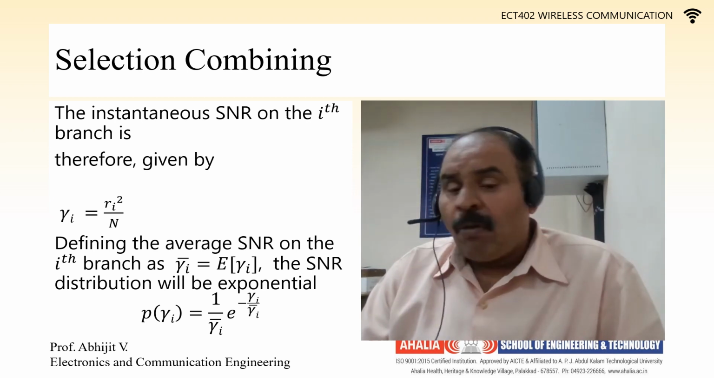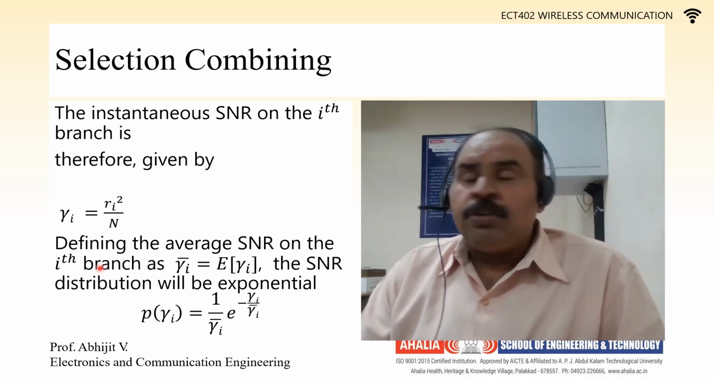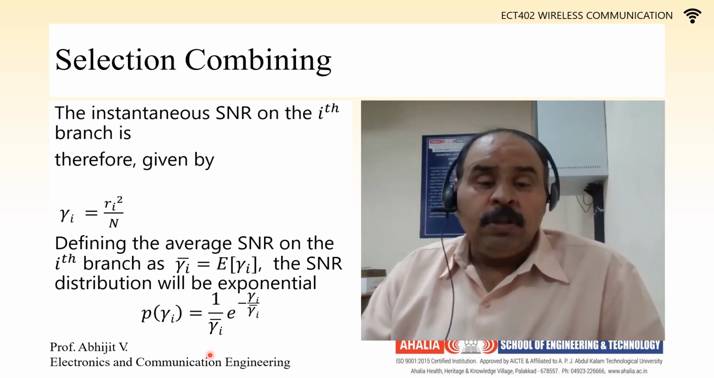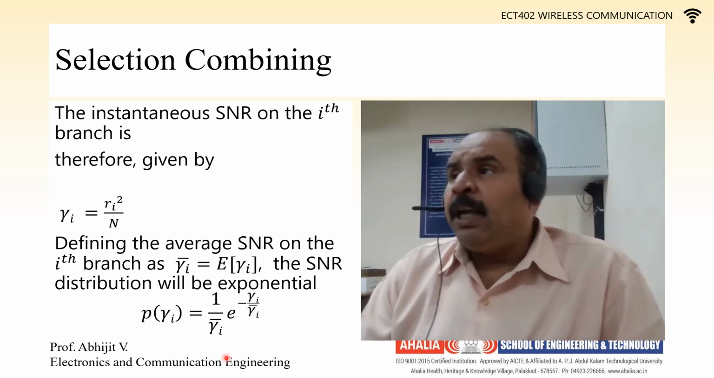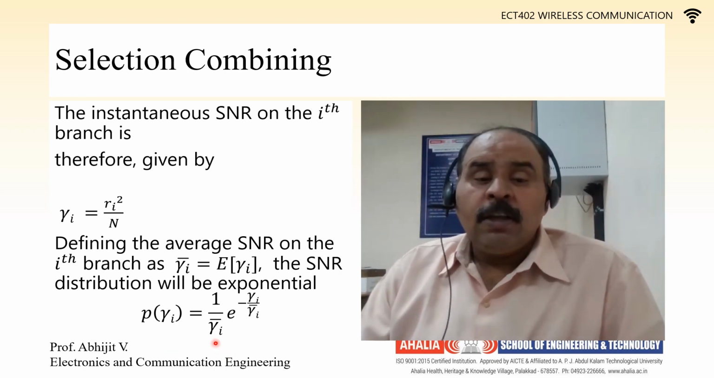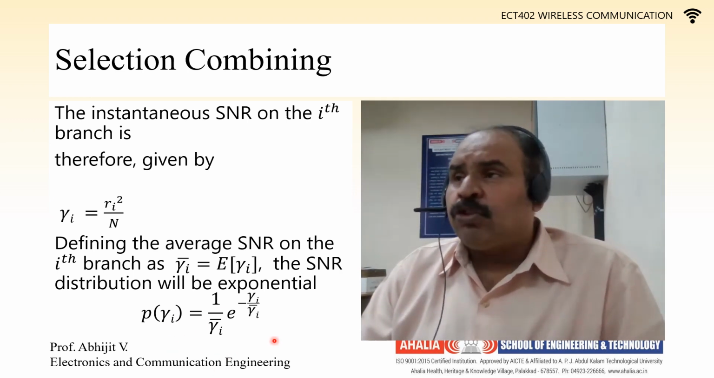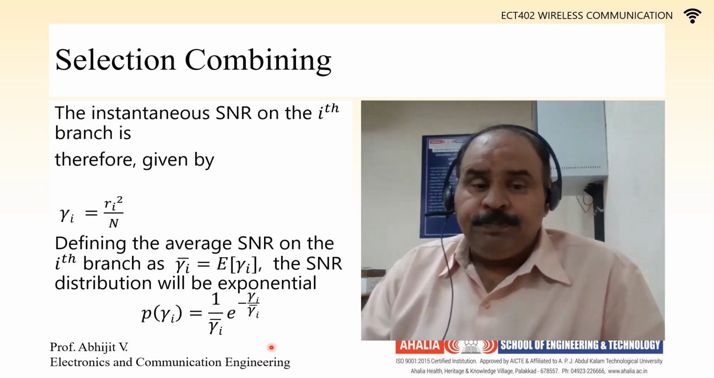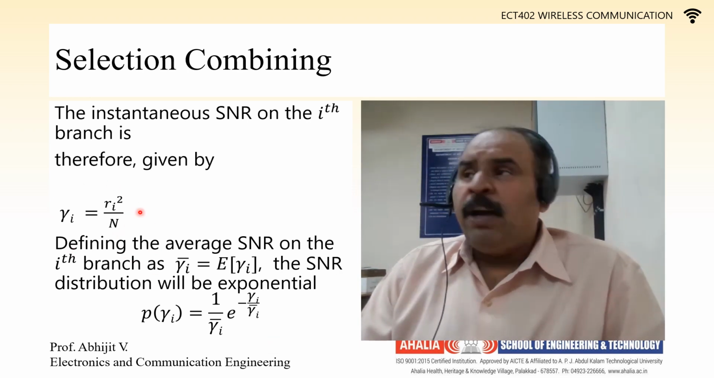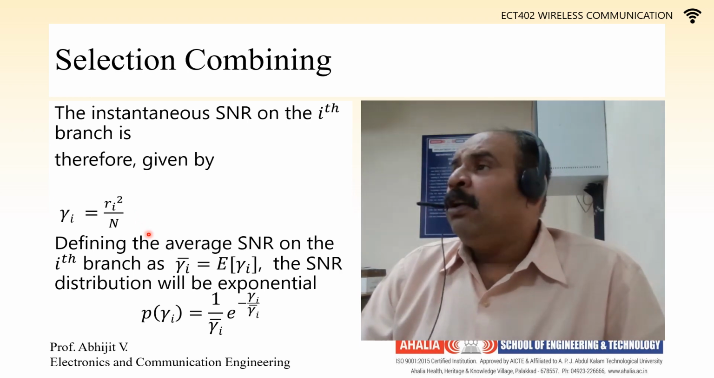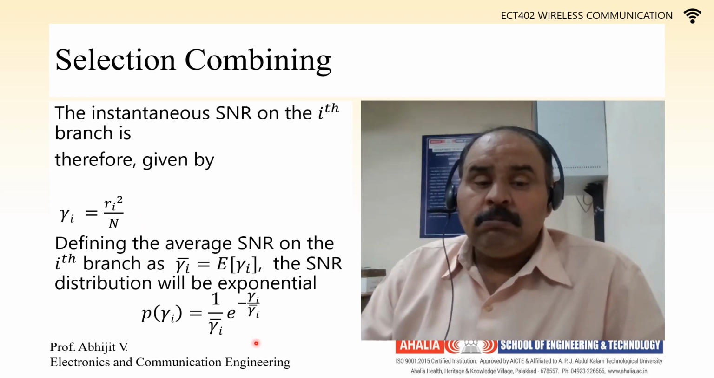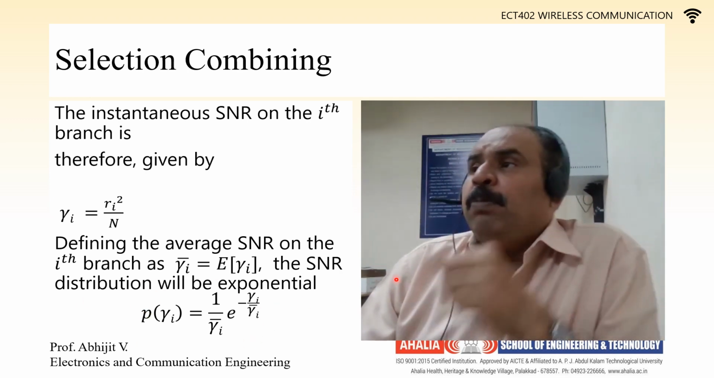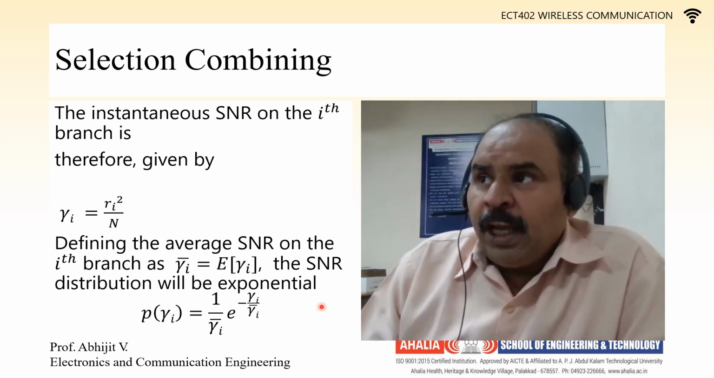So the SNR distribution P gamma I, which we are expected to find out, will be equal to 1 by the average SNR tilde gamma I, e raised to minus gamma I by tilde gamma I. We have defined gamma I to be Ri square by N. So the SNR probability distribution will be exponential.